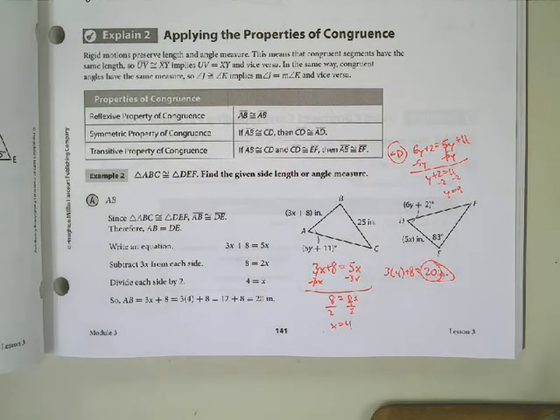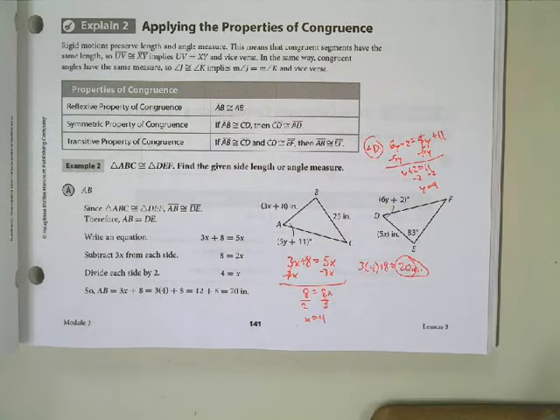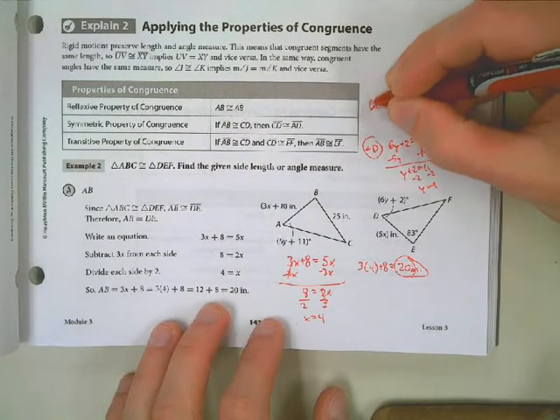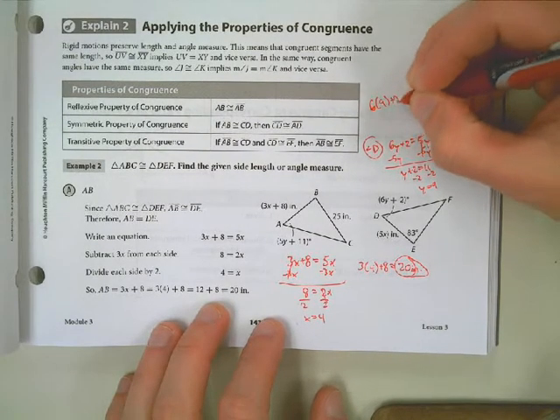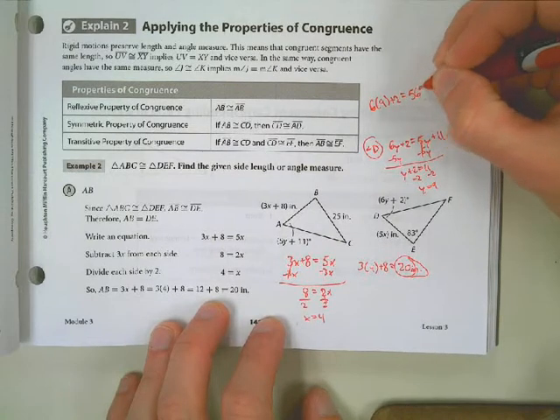Well, D's measure is 6y plus 2. Plug it in. That's right. Is that what you're going to say, Jay? Yeah, plug it in. Thank you, Jay. So 6 times 9 plus 2. 6 times 9 is 54, plus 2 is 56 degrees. So there's the angle measure for angle D. Okay?